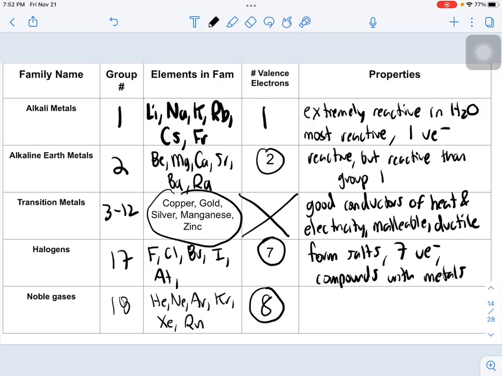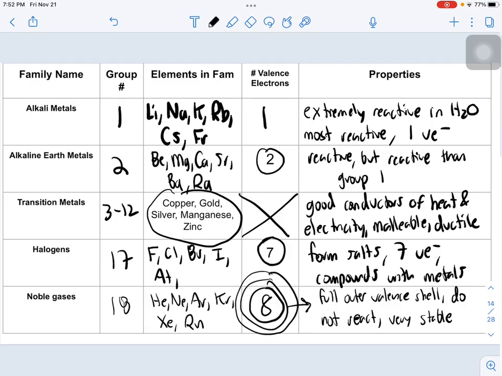Now let's talk about some of the properties of the noble gases. Because they have 8 valence electrons, we know that they have a full outer valence shell. Because they have a full outer valence shell, they do not react with other elements, and they are very stable. They're the most stable elements in the periodic table, and all of it has to do with the fact that they have 8 valence electrons. 8 is great when you're an element as far as valence electrons go.